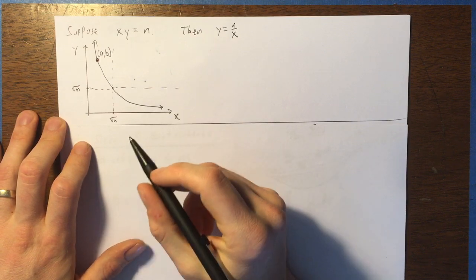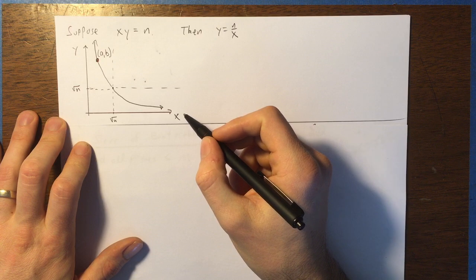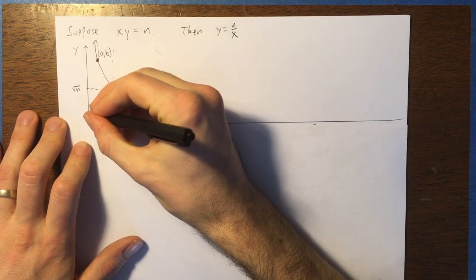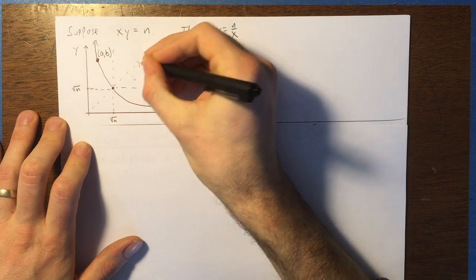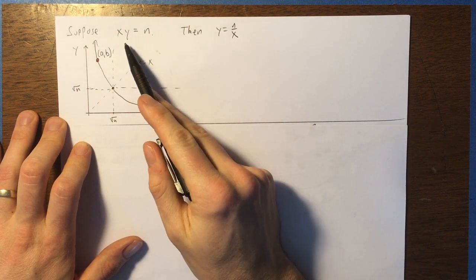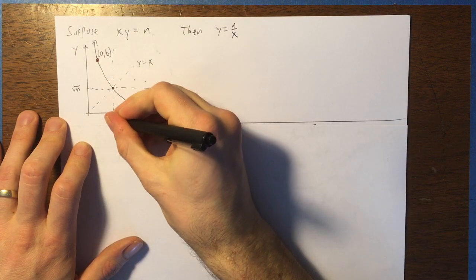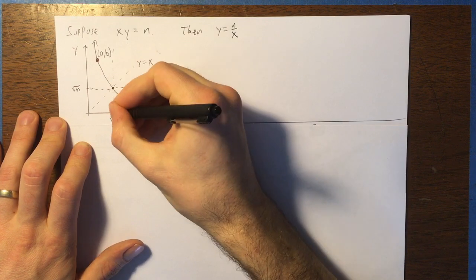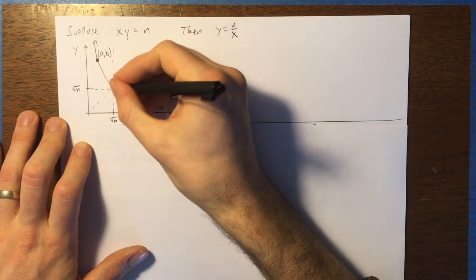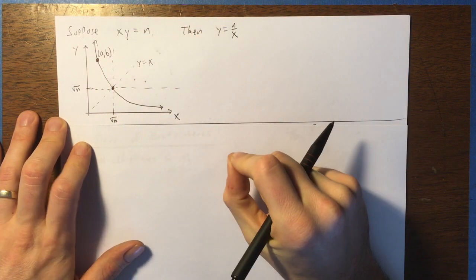Now notice that this curve, y equals n over x, is going to have a point right here, which is on the line y equals x. And if y and x are equal to each other, it's like having x squared equals n, and so they would have to equal the square root of n. So as you can see here, I have plotted the square root of n on the x-axis, and the square root of n on the y-axis. So this point right here is when x and y are both equal to the square root.